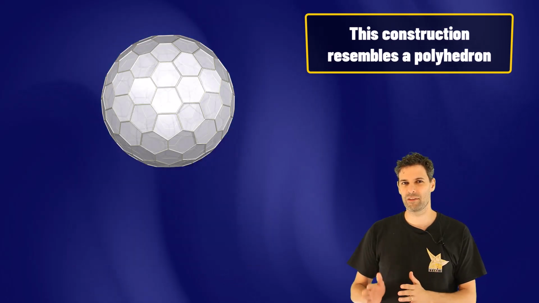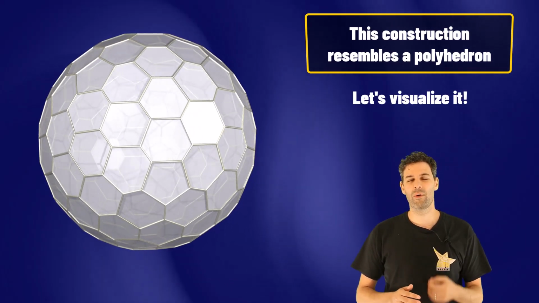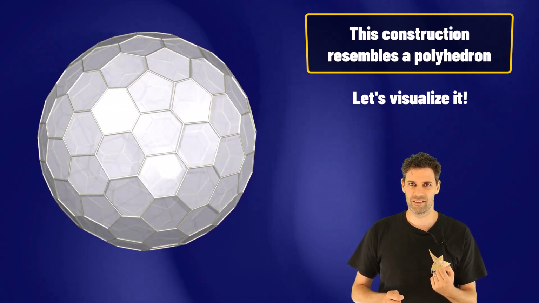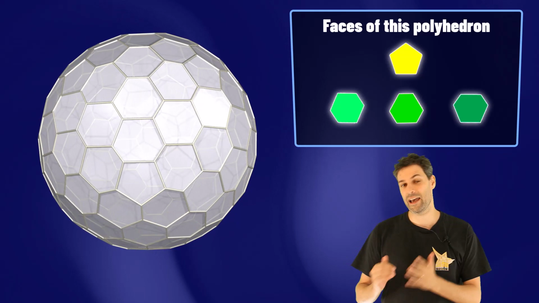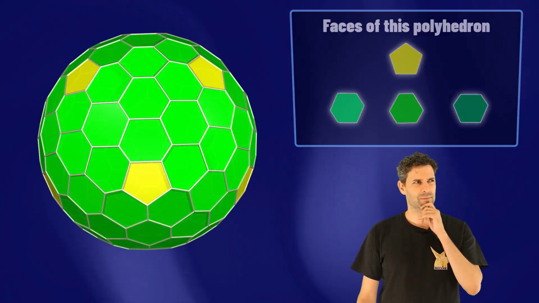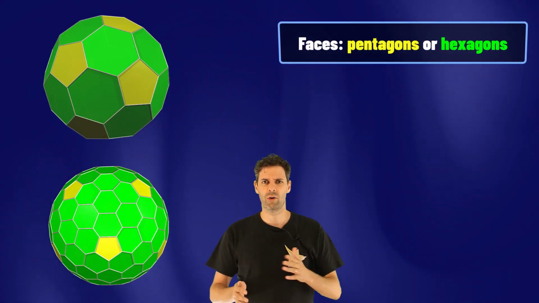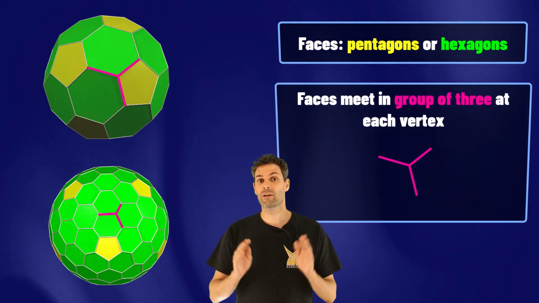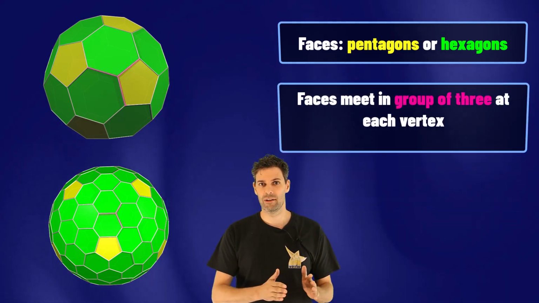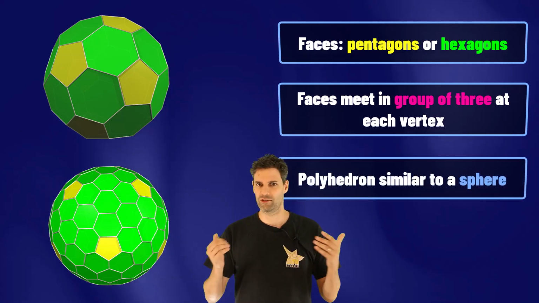Its mathematical representation is a polyhedron with a lot of faces. Some of them are pentagons and the others are hexagons. Pentagons and hexagons. Where have I seen them before? Oh, in a soccer ball. So, what are the common properties? Faces are all pentagons or hexagons. Faces meet in groups of 3 at each vertex, and both resemble a sphere.